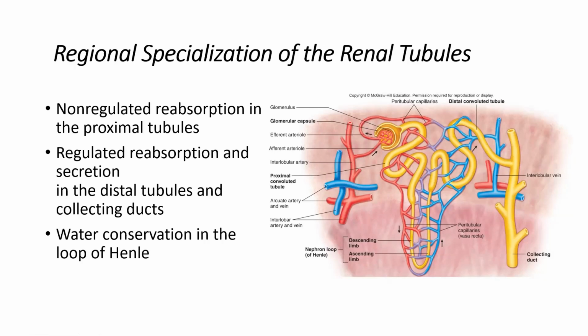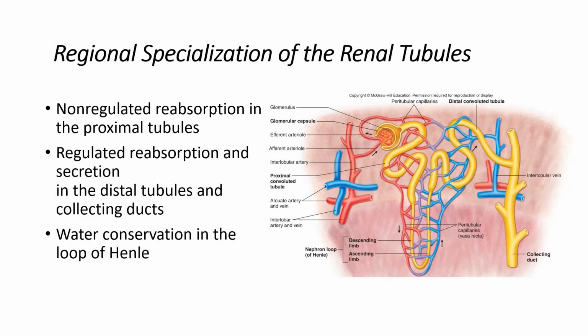So all of our ions, excepting hydrogen ions, are aggressively reabsorbed here. We're seeing glucose being reabsorbed, nutrients being reabsorbed, amino acids, and so on. And then a lot of water being reabsorbed here as well, but again, in an unregulated manner.